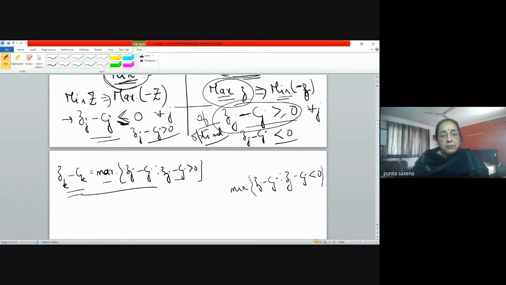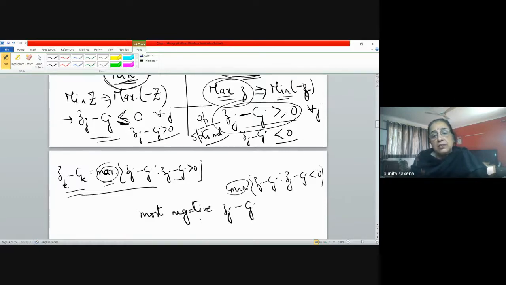Definitely the minimum, because what was it there? Maximum. So it has to be minimum. The rule says we look for the most negative Zj minus Cj. That means what? Numerically maximum, but with a negative sign, right? So that becomes your xk, the entering variable.